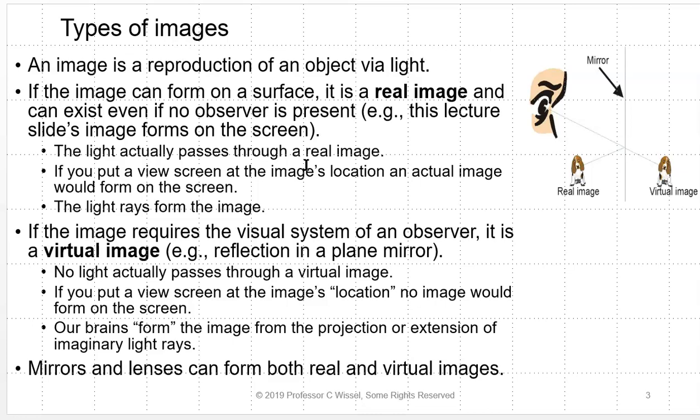If the image requires a visual system of an observer, then it is a virtual image. A reflection in an ordinary plain flat mirror is a virtual image. No light actually passes through this virtual image. If you put the view screen at the image's location, no image would form on the screen. So if you put your head behind the mirror, there isn't anything there. Our brains instead form the image from the projection or extension of the imaginary light rays. Mirrors and lenses can form both real and virtual images.